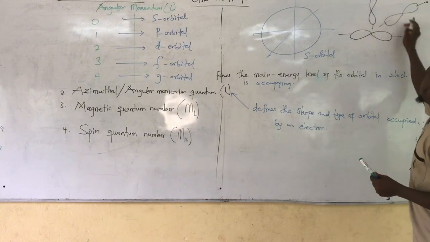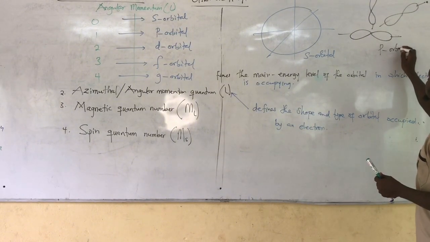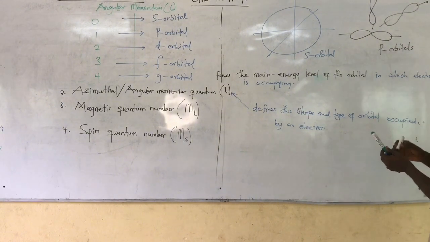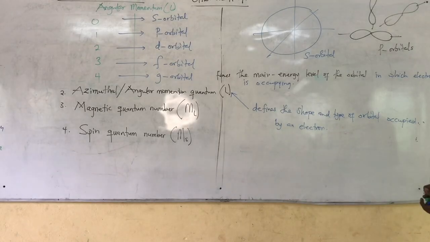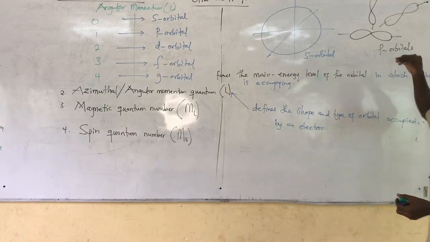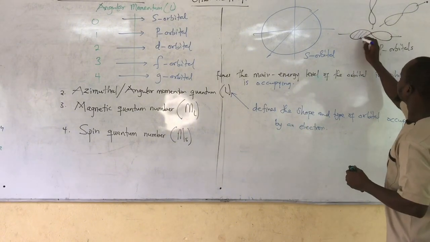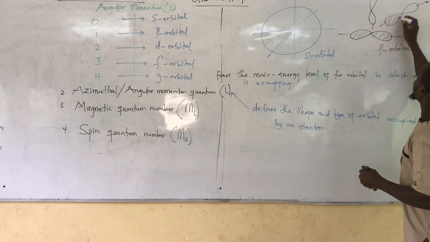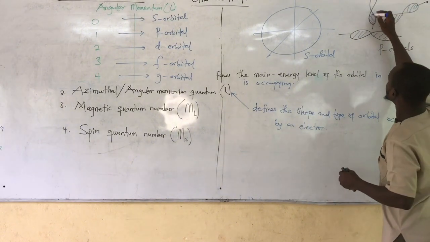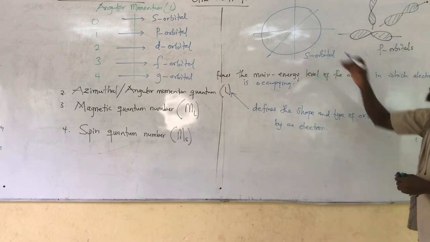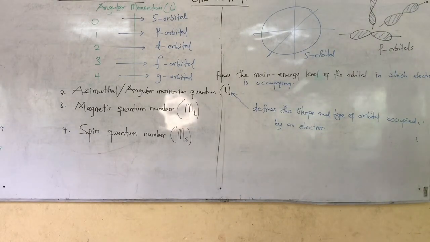So these are the p orbitals. The s orbital is spherical, the p orbital is dumbbell in shape. So this is the p orbital, and then this is the s orbital.